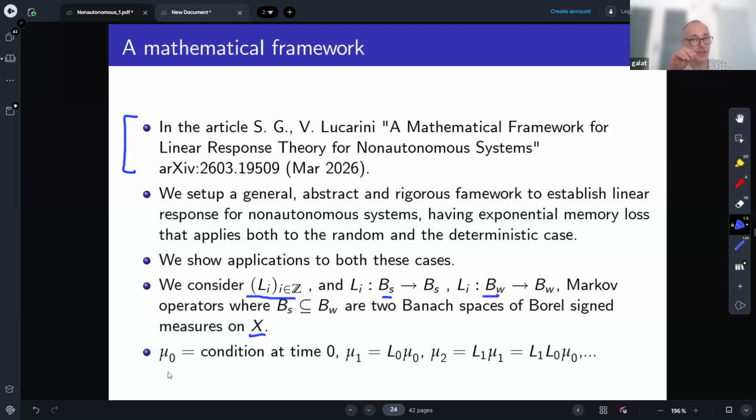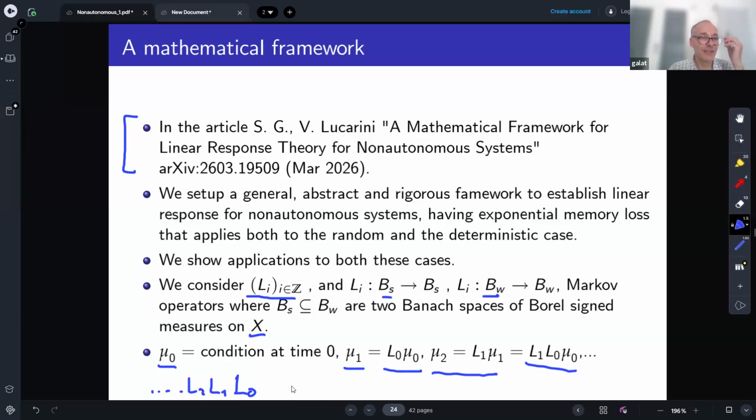And then this operator lets the measure evolve in this way. For example, at time zero, you can have a measure mu zero, which represents the statistical state of the system at time zero. Then at time one, the measure representing the system will be L0 of mu 0. You apply the first transfer operator and you go to the new state. Then at time 2, you have L1 of mu 1, but mu 1 was L0 of mu 0. So you have L1 L0 of mu 0, and so on and so on. So as soon as you go forward in time, you have a composition of operators. So you will have sequences of operators that compose like this, and so on and so on.